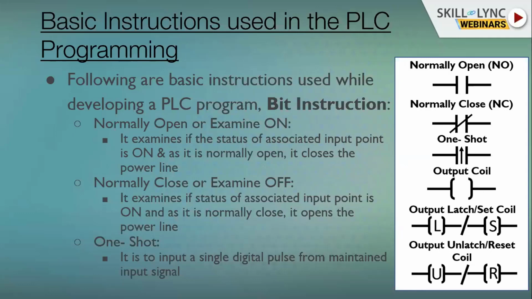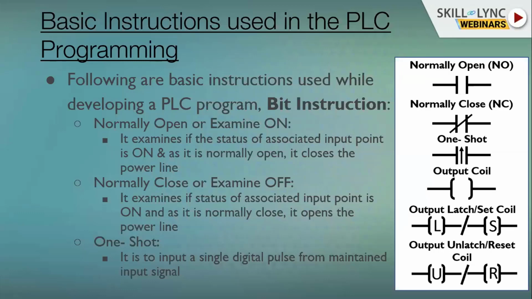Opposite to NO, there is NC, which you use to represent an input field device. In the beginning, by default, it will make that output signal on. But when the input signal is on from the field device, it will stop sending current. It will stop enabling that output.